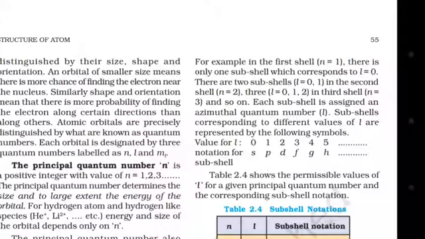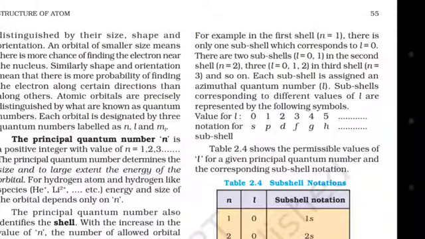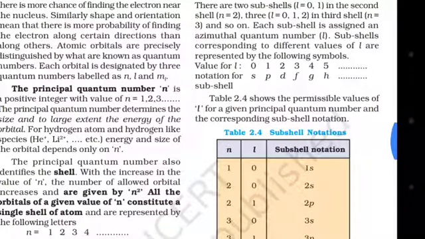There are two subshells, L is equal to 0, 1 in the second shell, and three subshells, L is equal to 0, 1, 2 in the third shell, and so on. Each subshell is assigned an azimuthal quantum number L. Subshells corresponding to different values of L are represented by the following symbols. Values of L 0, 1, 2, 3, 4, 5. Notation for subshells s, p, d, f, g, h respectively.